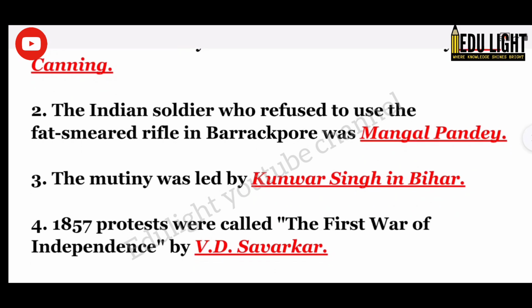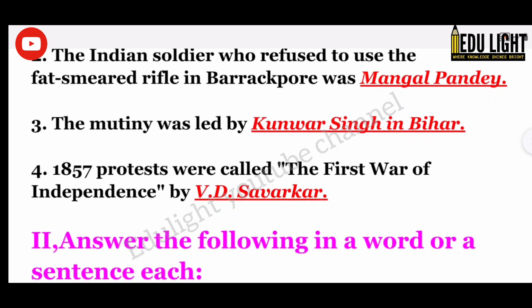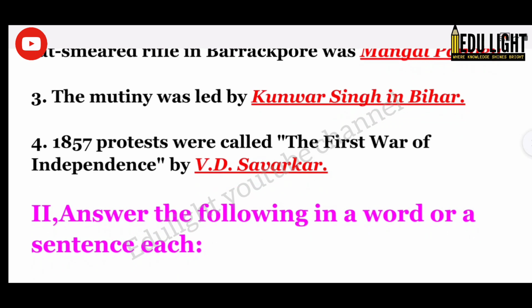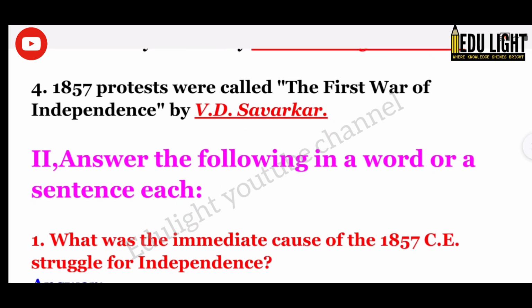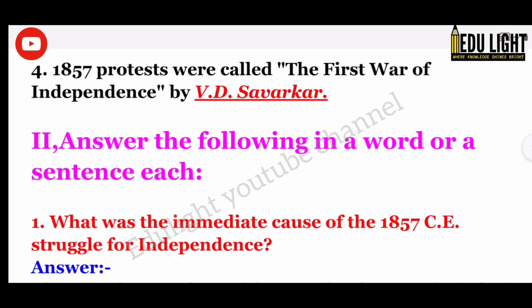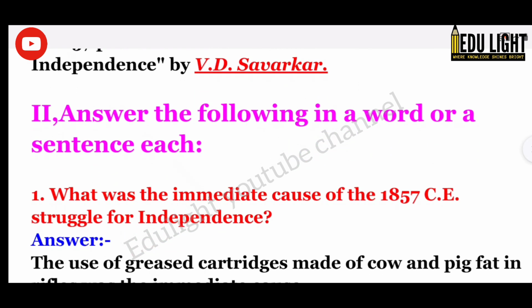Second, answer the following in a word or a sentence each. 1. What was the immediate cause of the 1857 CE struggle for independence? Answer. The use of greased cartridges made of cow and pig fat in rifles was the immediate cause.